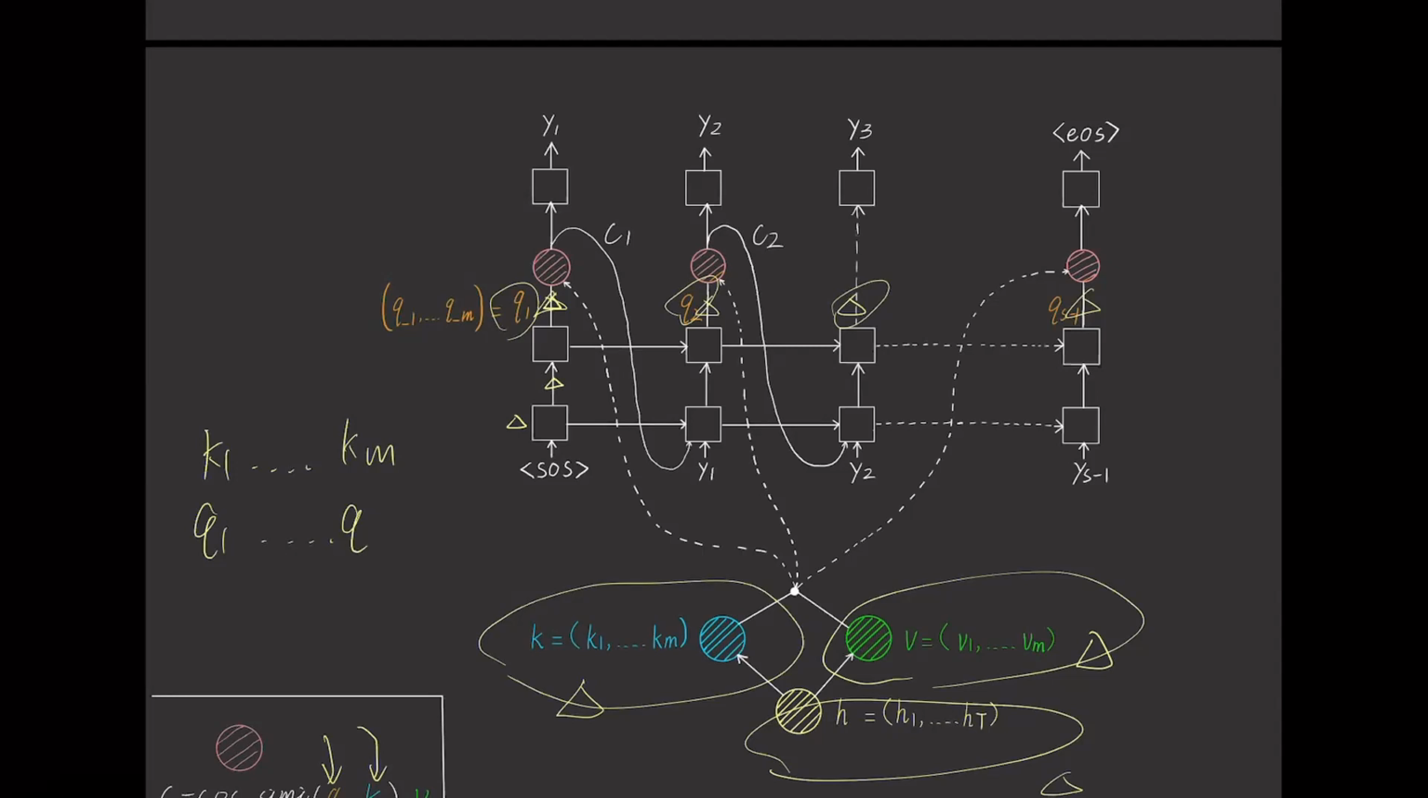But the state of value here is a variable. It doesn't have any relationship to your key and the query, because you only calculate the similarity between query and key, right? They must have the same dimension. But in practice, we normally set the dimension of key equal to the dimension of value.